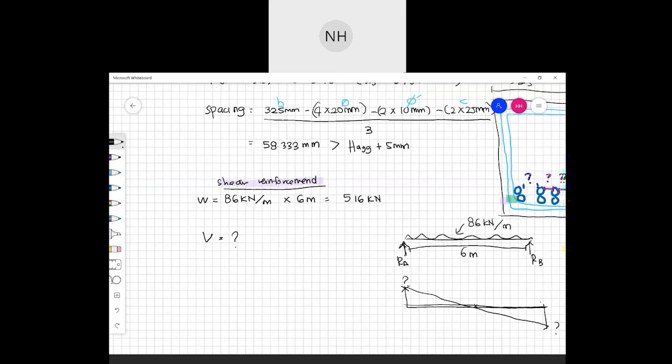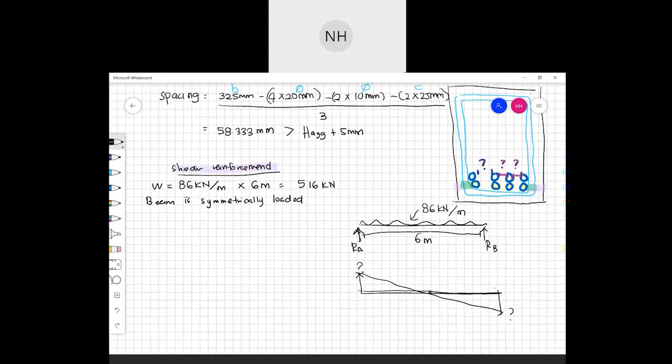Okay. And since kita dah tahu, okay, beam ni is symmetrically loaded. Okay. Apa maksud symmetrically loaded? Maksudnya beam ni balance. Kanan dan kiri loading dia, maksudnya reaction RA dan RB akan sama because dia balance. Dia punya UDL, dia ada UDL je, which is along the beam, so sama. Okay, so it is symmetrically loaded. So we know that RA akan sama dengan RB.